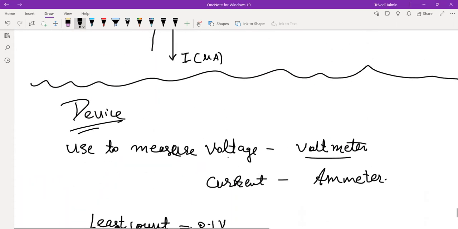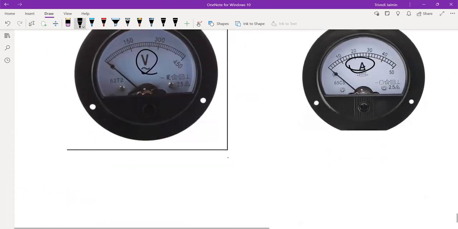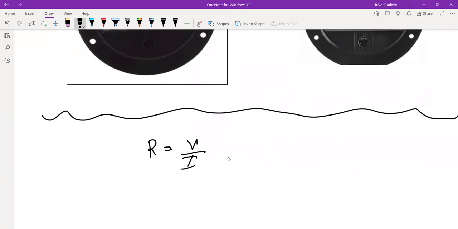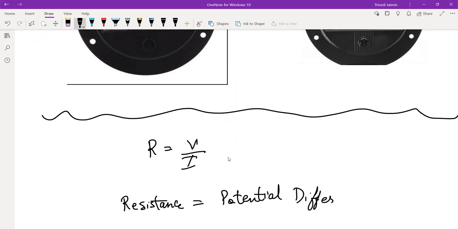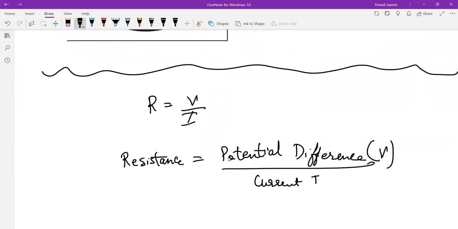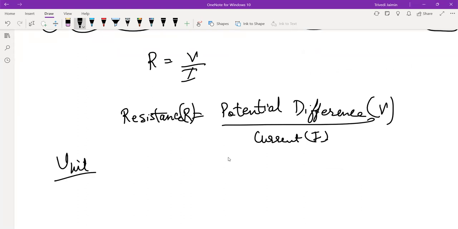Now, as we gave this one R, let's find the unit of this one. We saw voltmeter, ammeter. We wrote here R equals V by I. Resistance equals voltage by current, which means potential difference by current. So we write resistance R equals potential difference V by current I. Its SI unit is ohm.